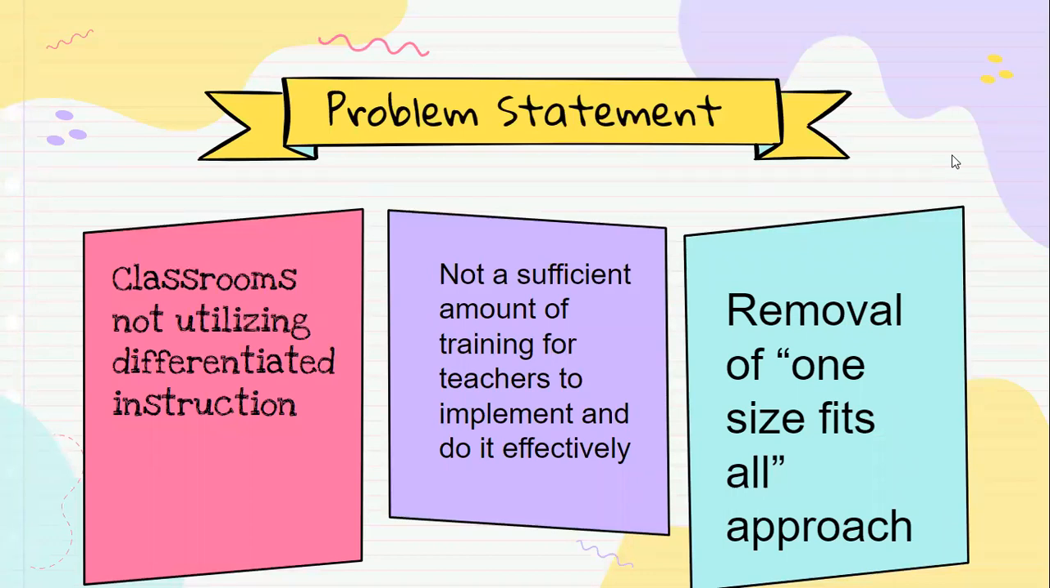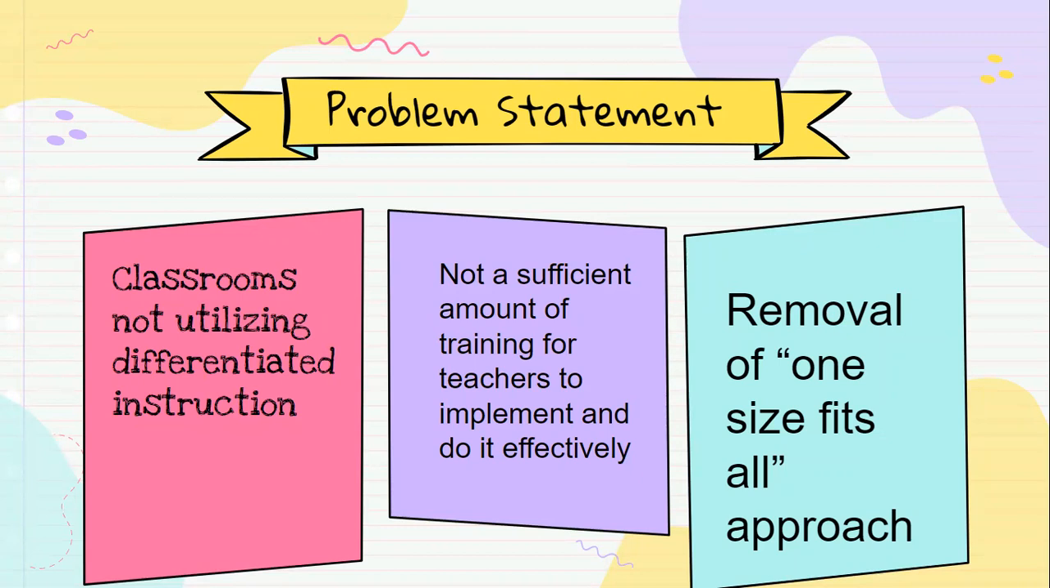So for the problem statement, one thing that needed to be found was classrooms not utilizing differentiated instruction, not a sufficient amount of training for teachers to implement and do it effectively, and removal of the one size fits all approach. So there are classrooms out there who are still focusing on that one size fits all approach, not tailoring instruction to individual needs. So, teaching whole group lessons to the targeted audience and not simplifying it or challenging it based on student need.